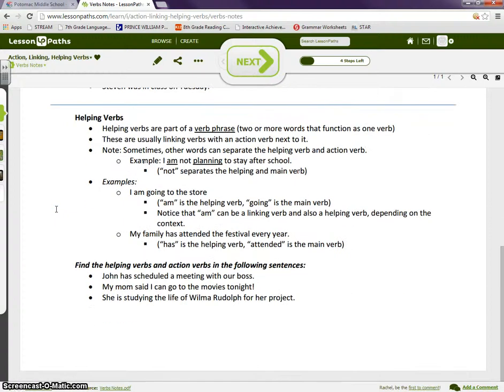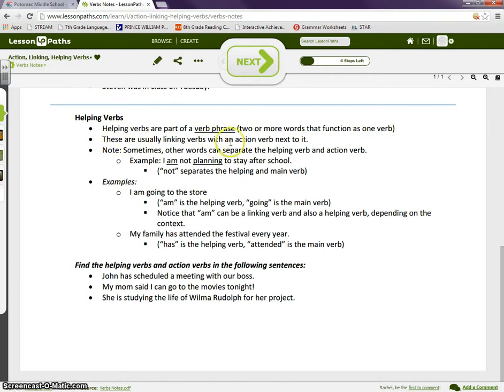Okay, let's continue and talk about helping verbs. Now, if you get confused on helping verbs, join the club because this is where most people get confused. Let's take a look. Helping verbs are part of a verb phrase. Okay, they're helpers. Think like Finding Nemo. They're just helpers helping along. And verb phrases are two or more words that function as one verb. You'll get the hang of it in a second.